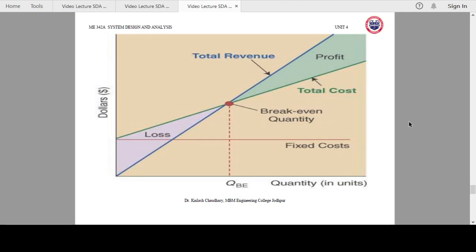As the diagram shown on the screen right now, you can see there is a fixed cost, which is a horizontal line. There is a variable cost, you can see by the green line, total cost. Then there is the total revenue you are getting. So as per this diagram you can see that there is a line for total cost and a line for total revenue. You are getting revenue from your product, you are paying cost to produce that product, and where these two lines intersect, this is the break even quantity.